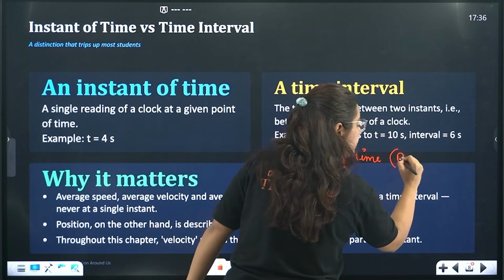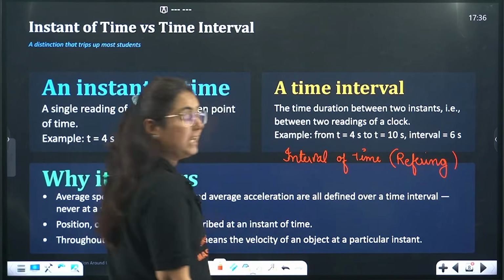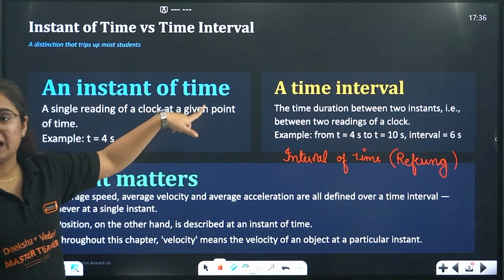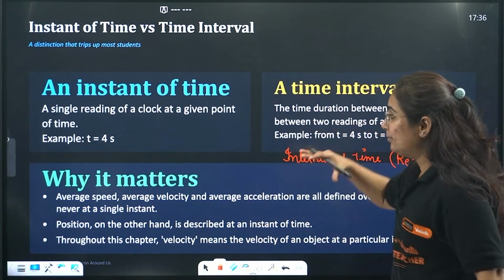So here I am referring to a time. Reference of a time is being used. Getting my point? So this is the basic difference between an instant of time and an interval of time. Why is it being told here and why does it matter?